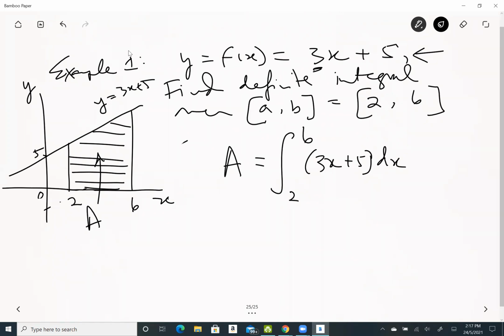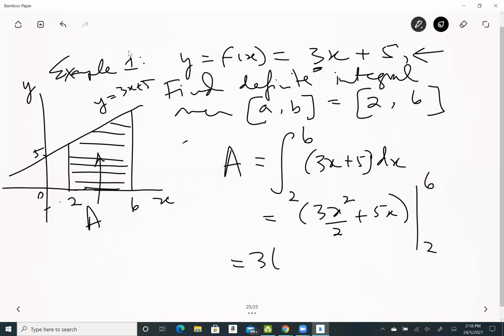So what is it equal to? Now we know that the c will cancel out, so you don't need the c anymore. So you get 3x squared over 2 plus 5x. For a definite integral you don't have to include c, because at the end of the day the c will cancel out. So from 2 to 6, and then we evaluate the integral at 6 and subtract the value of the integral at 2.